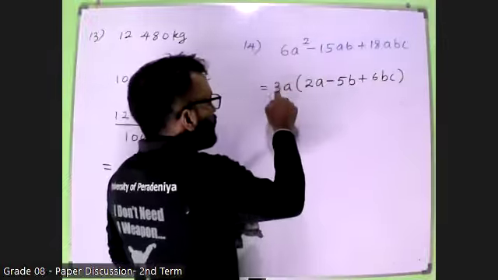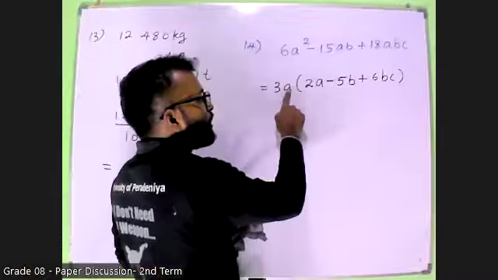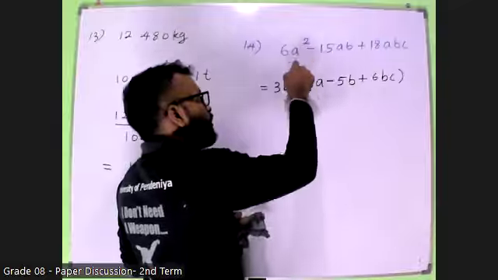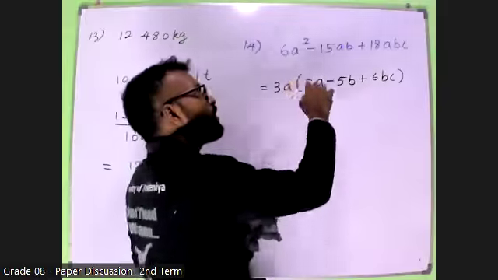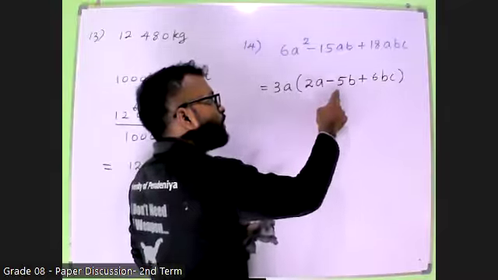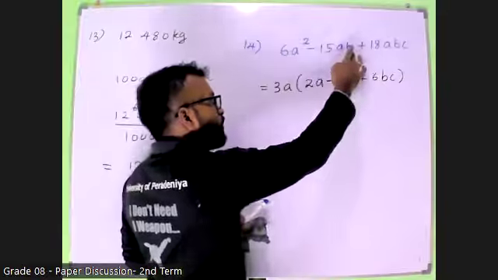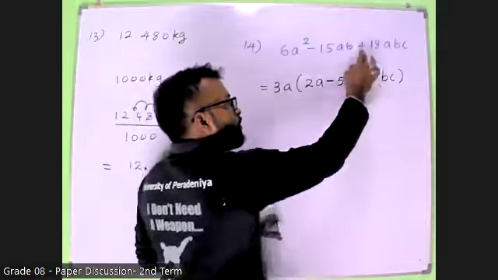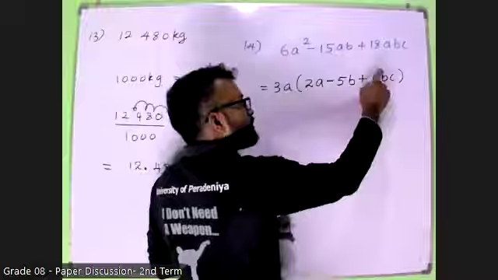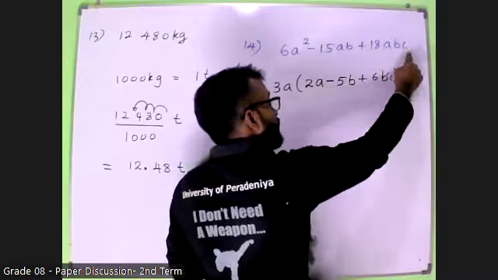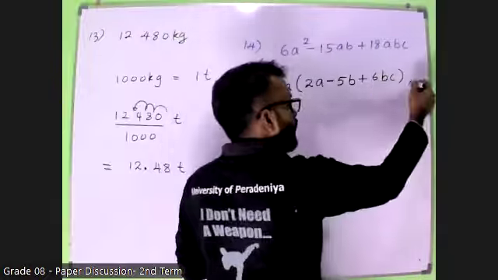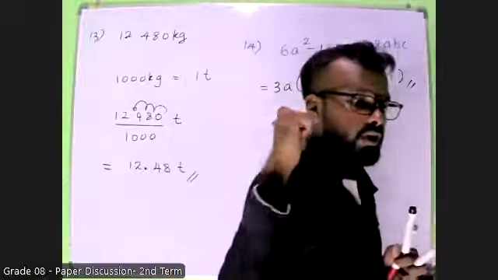So 3 is the common number for all of this. A is the common term. Then you have to take this out. From 6a squared divided by 3 is 2a squared, and you are taking 1 a out, and the remaining term is 2a. Minus 15 divided by 3 is 5. You have ab and you are taking a out, the remaining term is b, so 5b. Then positive 18 divided by 3 is 6. Here you have abc, you are taking a out, the remaining terms are bc. So this is your factors. If you have this answer, you will get 2.